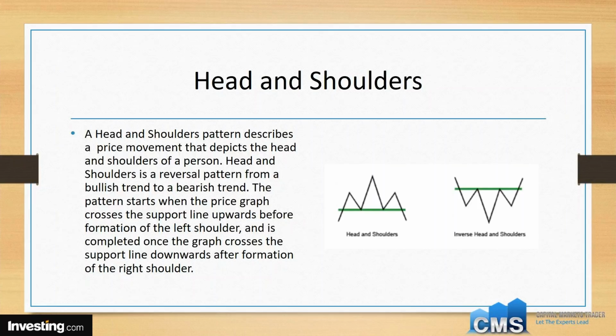Now, I'm not going to explain the opposite. We have a head and shoulders, and then we have an inverse head and shoulders. One develops during an up movement, one develops during a downward movement. These rules are all exactly the same. They just flip over. So a head and shoulders pattern describes a price movement that picks the head and the shoulders of a person. Not complicated, is it?